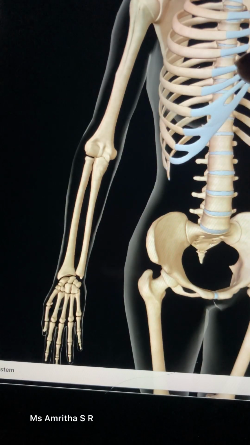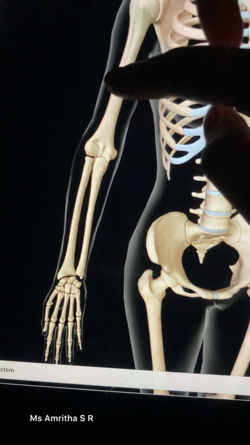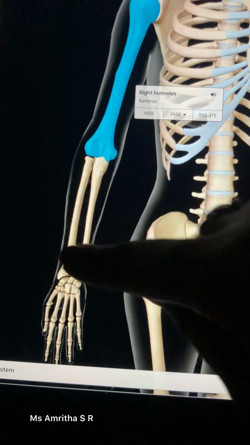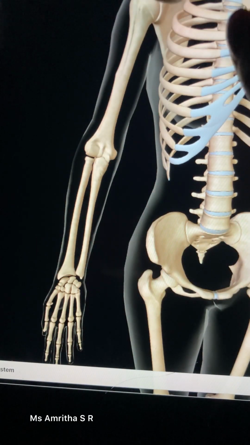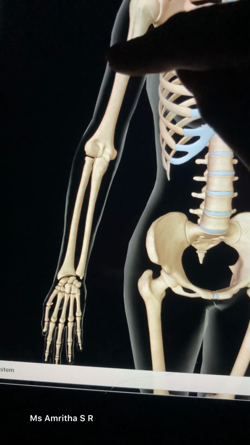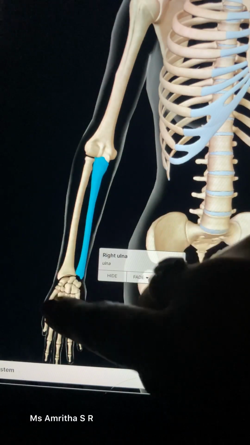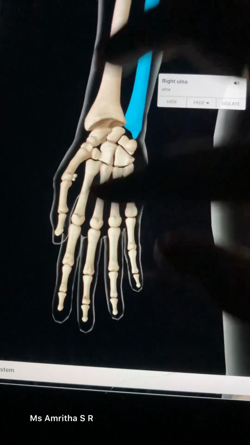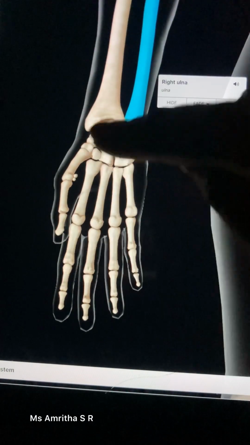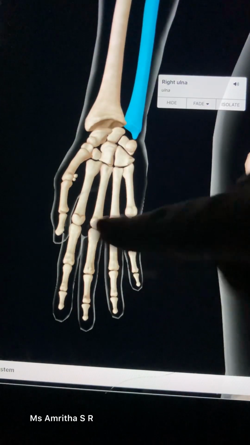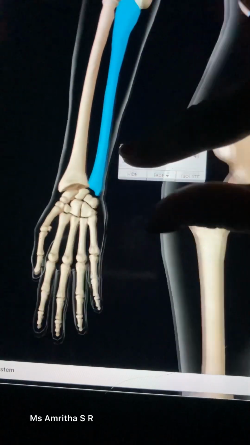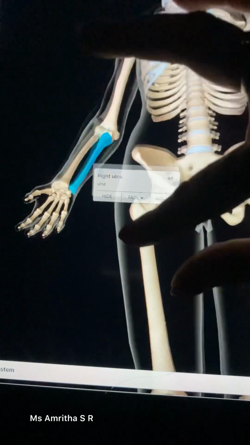Next is with the appendicular bones. So each limb has 30 bones in it. This is the humerus with the appendicular bones. So we have here the humerus, radius, ulna, 8 carpals over here, then 5 metacarpals and 14 phalangeal bones.